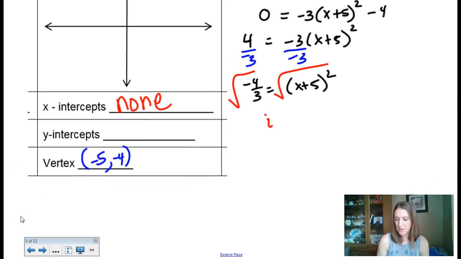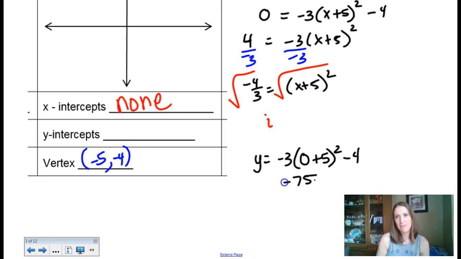Oh well. And then the y-intercept, remember what happens when you take your function and substitute in x equals 0. So y equals -3, we're plugging in a 0, so (0 plus 5) squared minus 4. Let's see, that's 25. So -3 times 25 is -75, and then minus 4, -79. Oh, yes, of course. So the y-intercept is way down at -79.